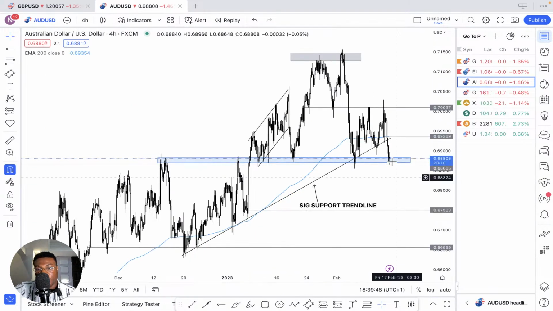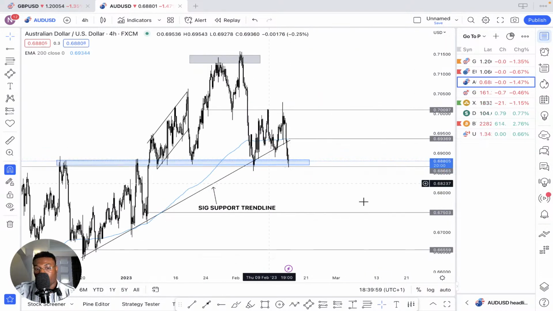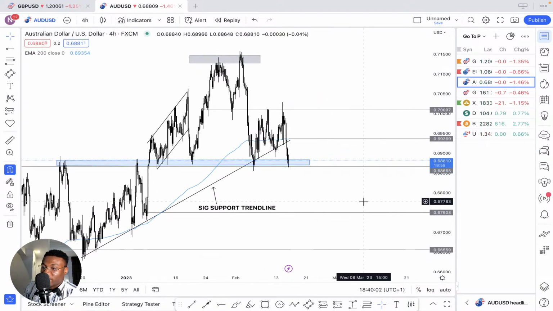So it could trade all the way down, and then you could see a turnover in the markets from an uptrend to a downtrend.